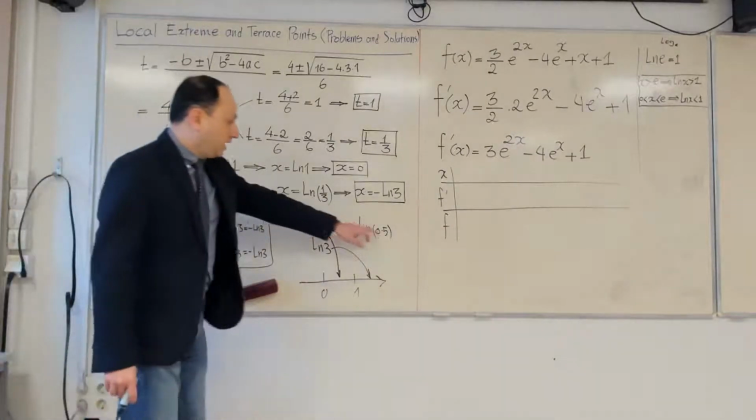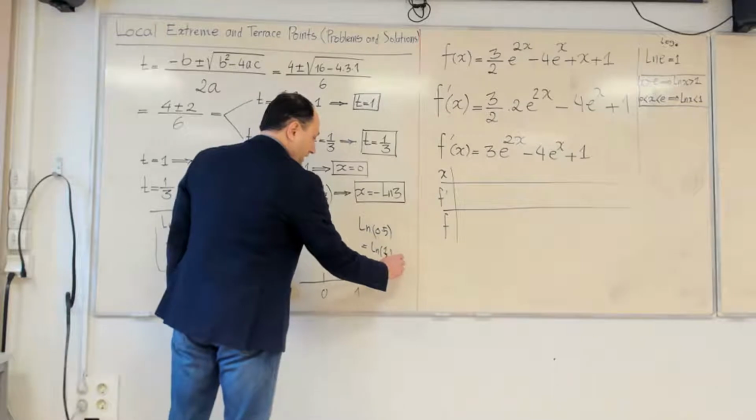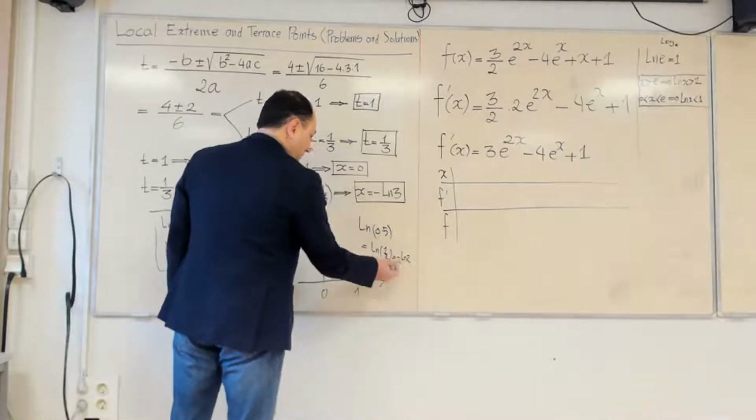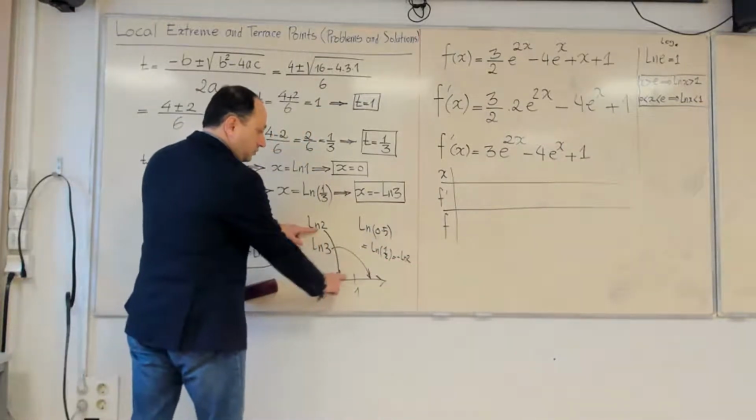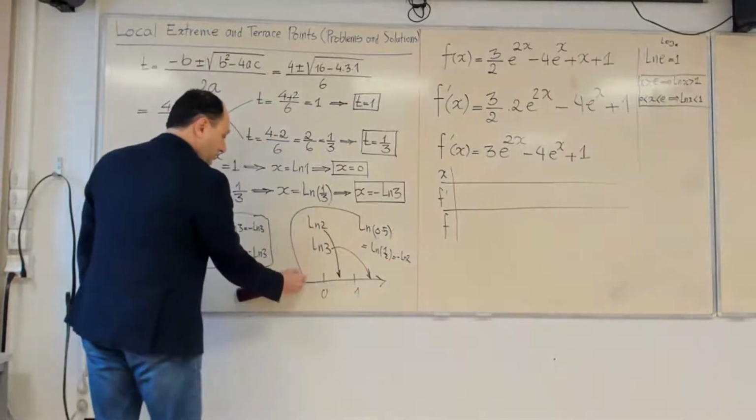But ln of 1/2, ln of half, is ln of 1 over 2. It becomes negative ln of 2. When this is a positive number, minus ln of 2 is definitely a negative number. So you are right. This also comes here.